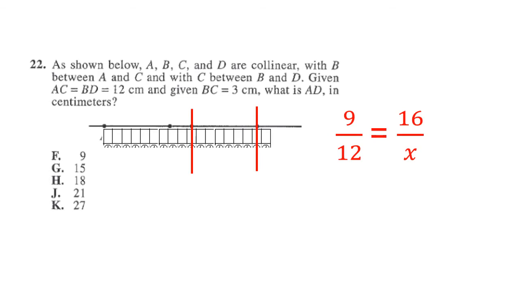and I get 9 marks over 12 equals 16 marks over x. All right, so from here to here, I get 9, and from here to here, I get 16. You solve for x, you get x equals 21.3, which is close to J. And the answer is J.